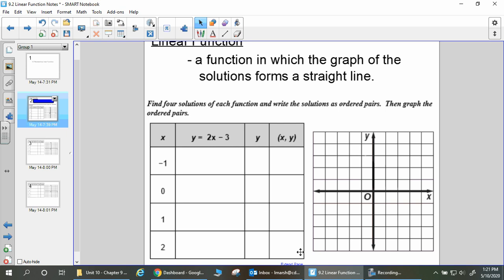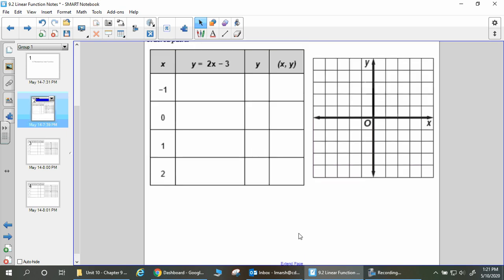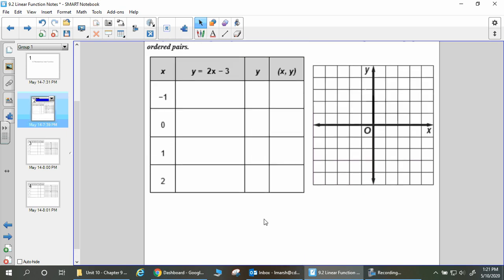Okay? So when you are asked to find solutions to a function, what's in front of you here on my screen is a chart. Notice the X column is already filled in for you. Then we have a column that says y equals 2x minus 3, we have a y column, and then we have our ordered pair x comma y. Okay?